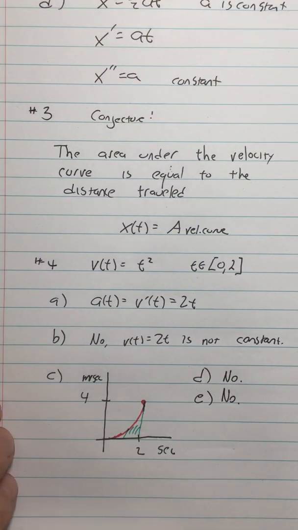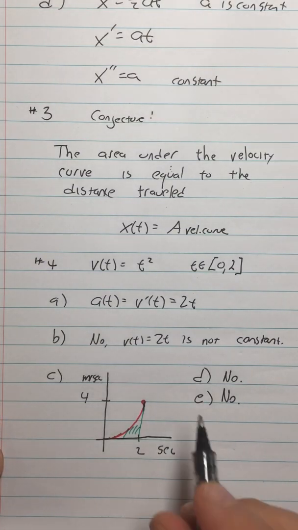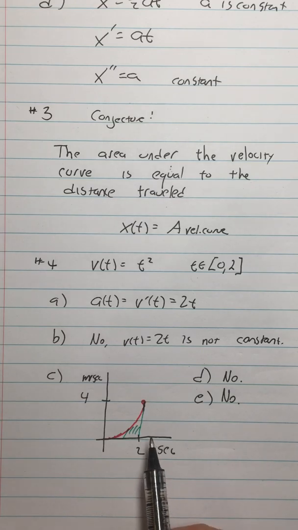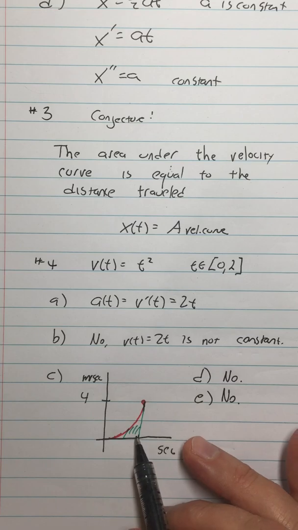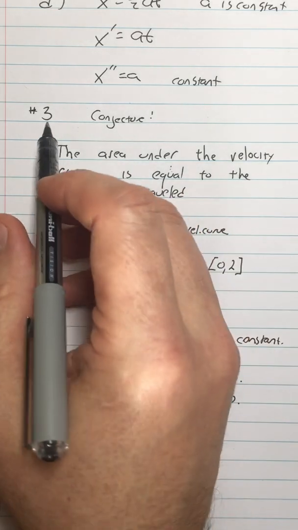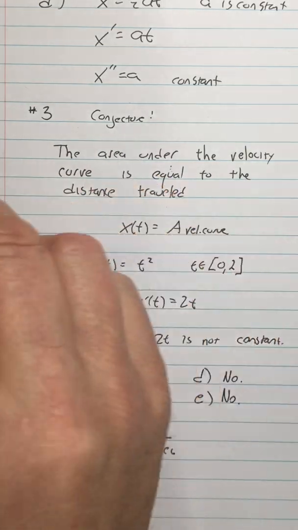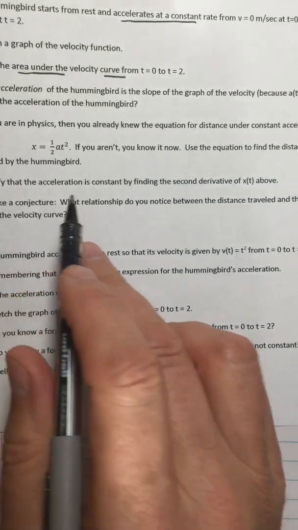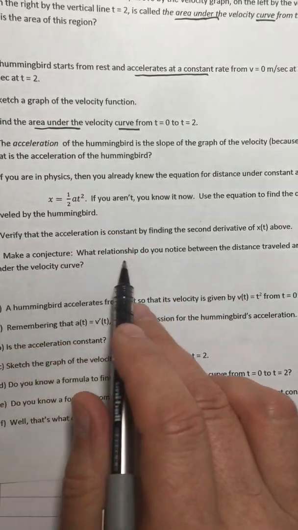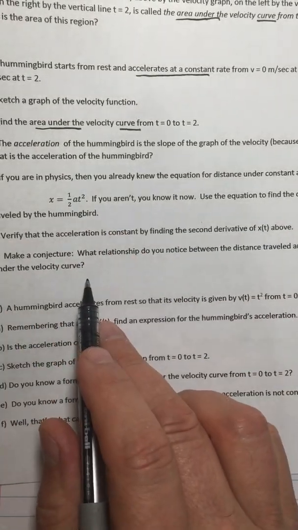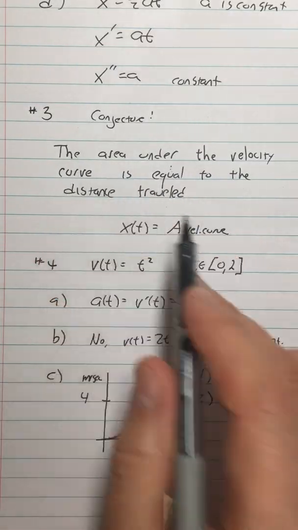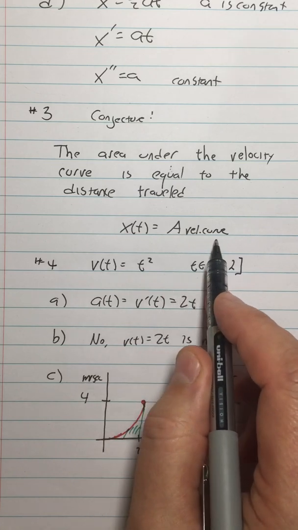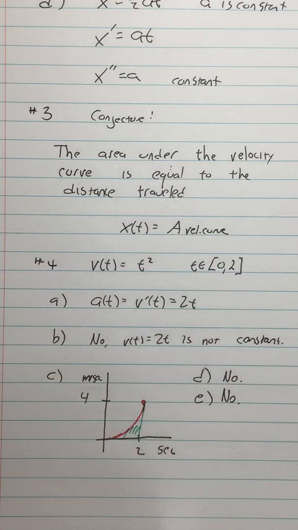So all of this is about a motivation for, first of all, how this question of the distance traveled is related to funny areas. So I glossed over number 3, our conjecture in number 3. It says make a conjecture about the relationship between distance traveled and the area under the velocity curve. Here it is. The area under the velocity curve is equal to the distance traveled, or x of t equals area under velocity curve. All right, so that's our conjecture.